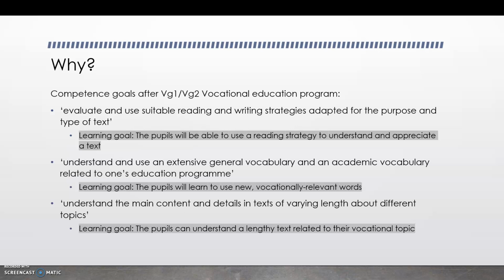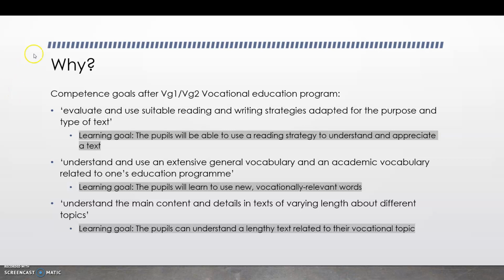The competence goals for VG1 and VG2 in the vocational education program are, as I'm sure you are aware, to evaluate and use a suitable reading and writing strategy adapted for the purpose and type of text. And here a learning goal I thought would be that the pupils will be able to use a reading strategy to understand and appreciate a text.